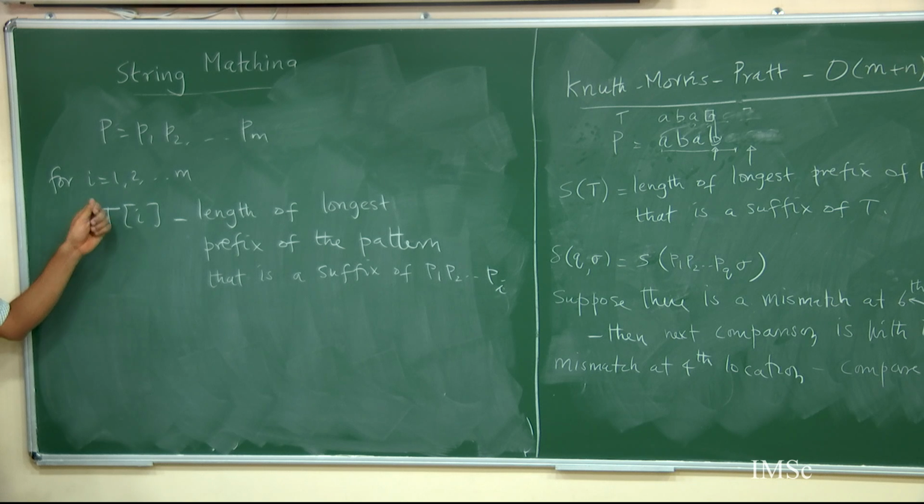There is one little thing. Why is it not always I? The way I have written, I am saying the answer is always I. Pi of I is I, if what I have written is my definition, because P1, P2, Pi is a prefix of the text, and that is the longest prefix of the text, which is the suffix of this.